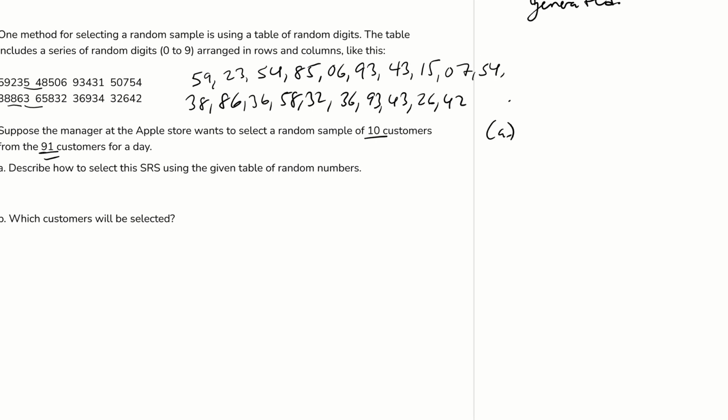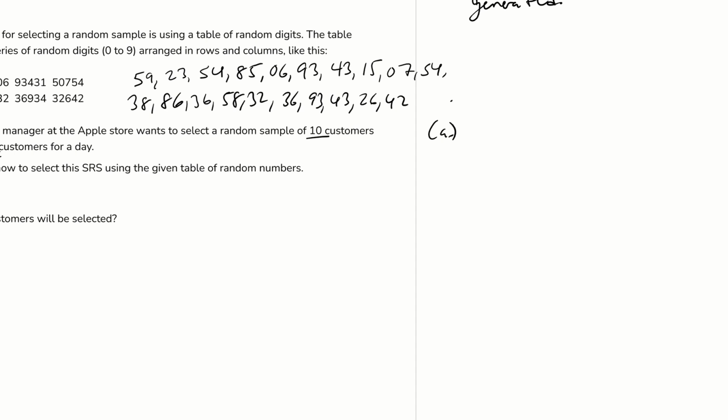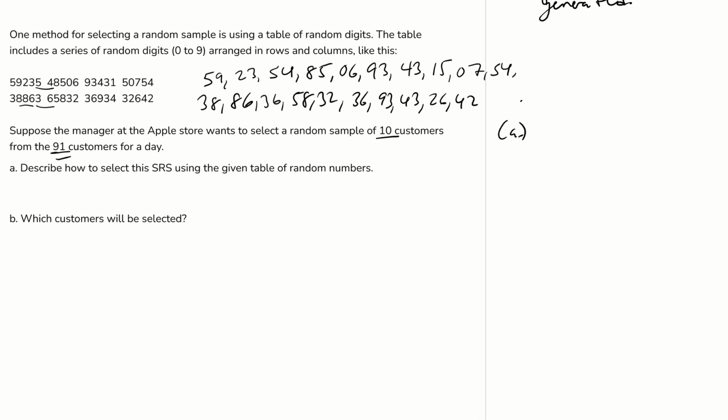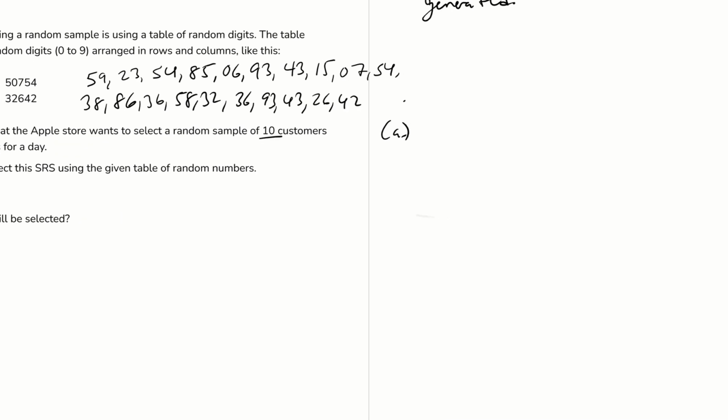For part A, so when we describe this, we're going to label each customer from 01 to 91. We're going to want to ignore the numbers 00. We're going to want to ignore 92, 93, 94, all the way to 99, because we only have 91 customers for that day. So those are things that we want to keep in mind.